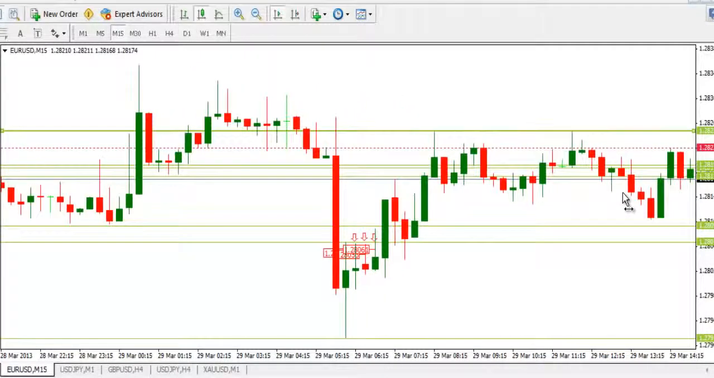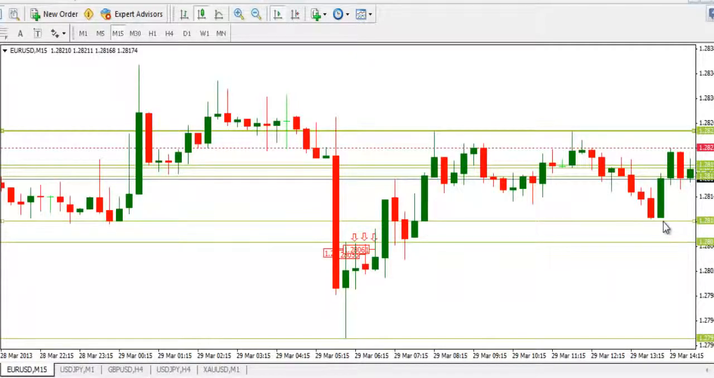Continuing, you can do the same thing there. See this area of support here? You can just push this line up. I already drew a line, but you can push this up a bit. Now you have a support level.